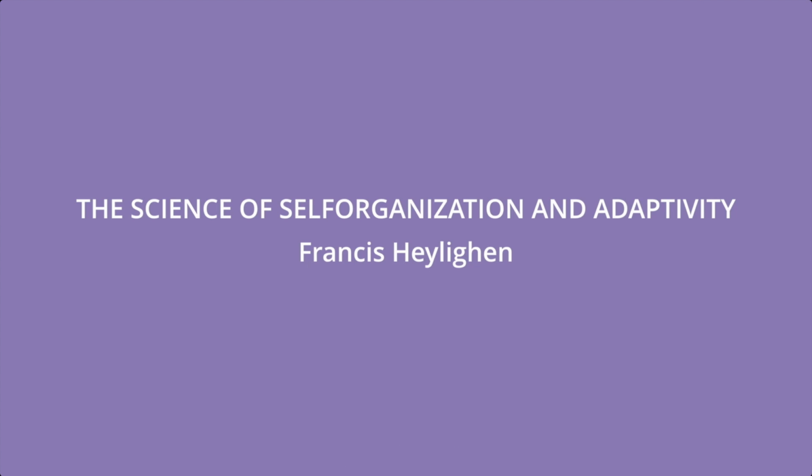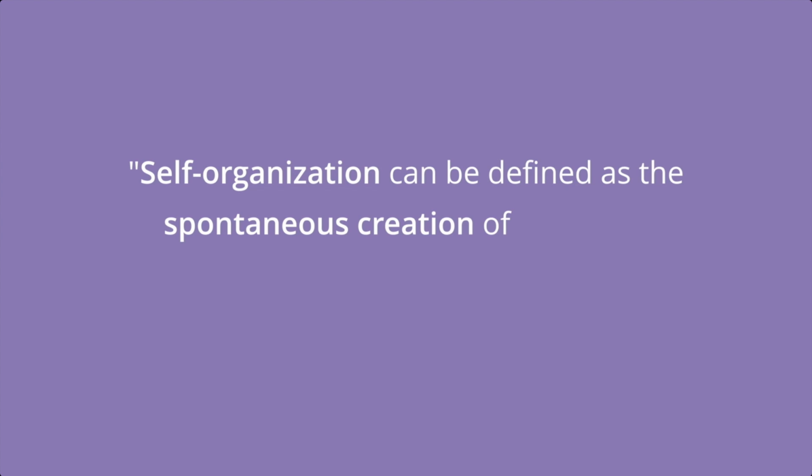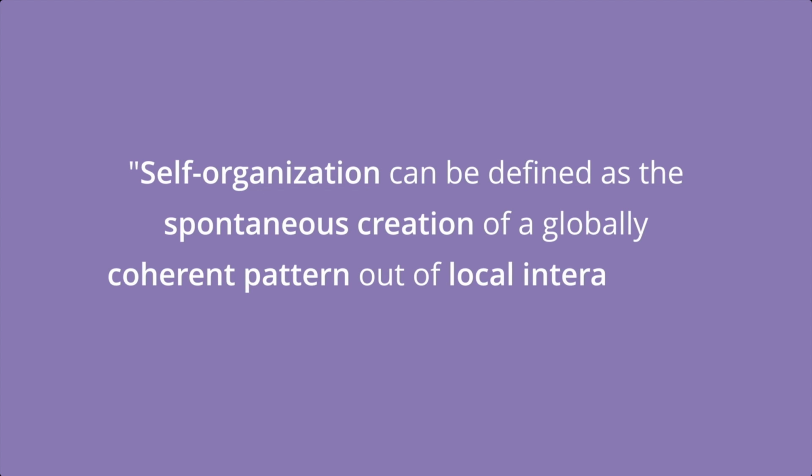This is a very good paper, actually, The Science of Self-Organization, Adaptation. I'd highly recommend this to you. It's an excellent little paper that describes quite clearly the basic aspects of self-organization, and we're going to grab our definition from there. So self-organization can be defined as the spontaneous creation of a globally coherent pattern out of local interactions. So, spontaneous creation of a coherent pattern out of local interactions.